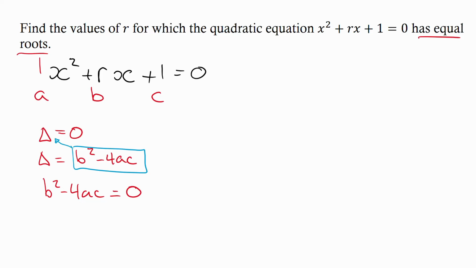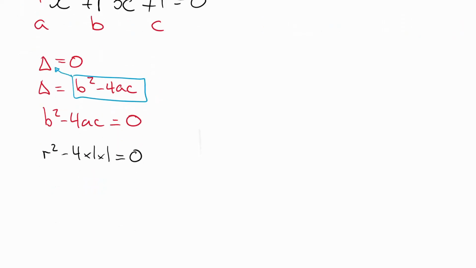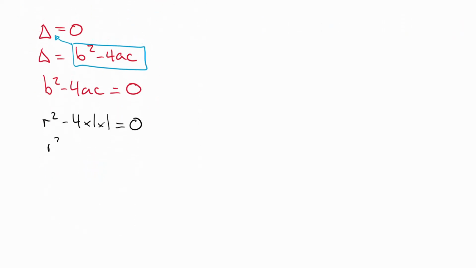So now I can do my substitutions, where I've got r squared minus 4 times 1 equals 0. So r squared minus 4 equals 0. We're going to plus the 4 to both sides. We end up with r squared equals 4. Then we'll square root both sides. So I end up with r equals, now remember this, plus or minus 2. All right, plus or minus 2.